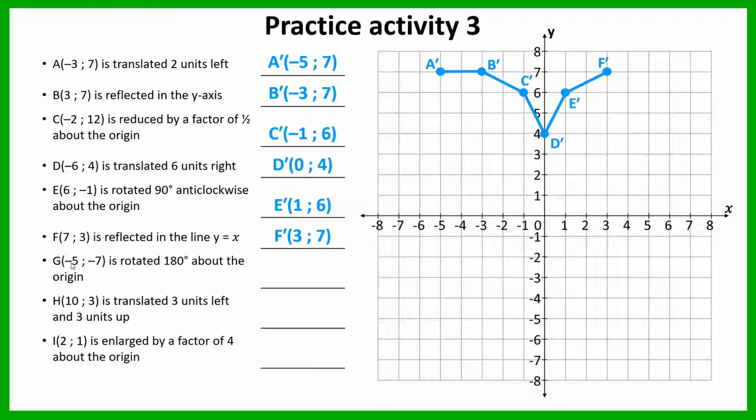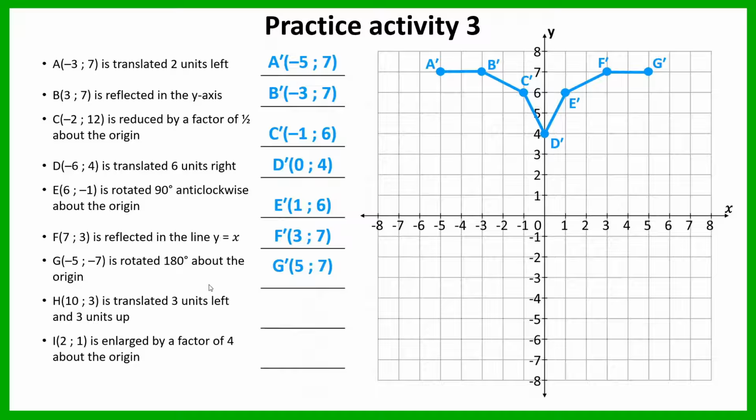Okay, then the point G has the coordinates -5, -7. So that's going to be over here, -5, -7. And it is rotated 180 degrees about the origin. So I'm going to end up with this point over here, 5, 7. So the coordinates of G prime are going to be 5, 7. And I plot it and I join it up.